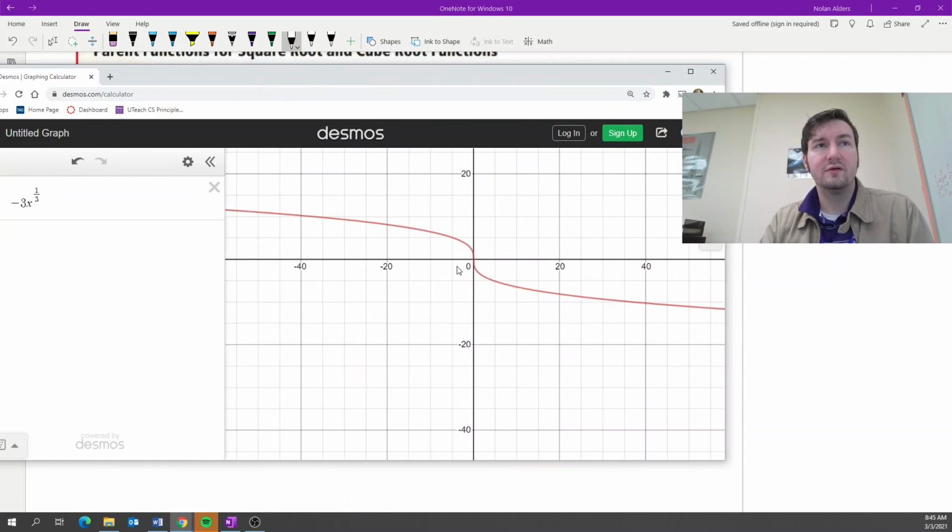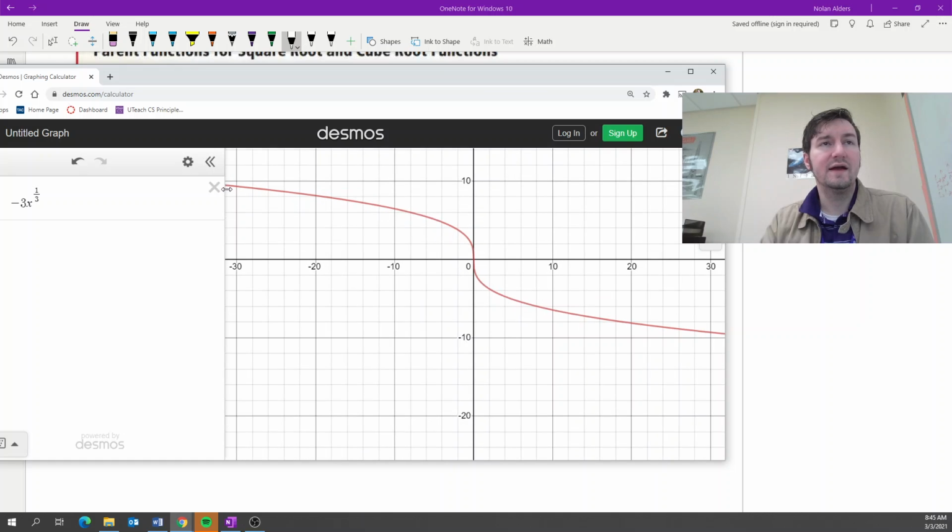So what is our domain and range? Well, it looks like on the x-axis, all of our values are included. So I think the domain is going to be all real numbers because all x's are included here. So all real numbers for our x.